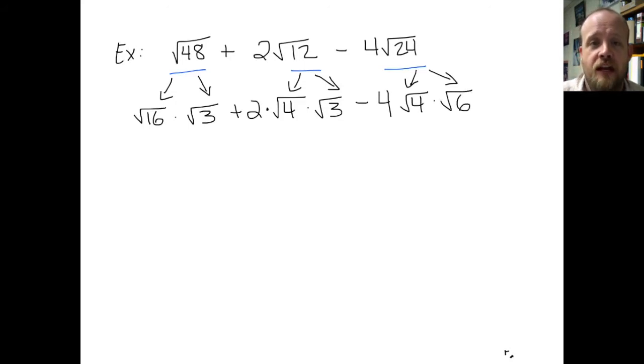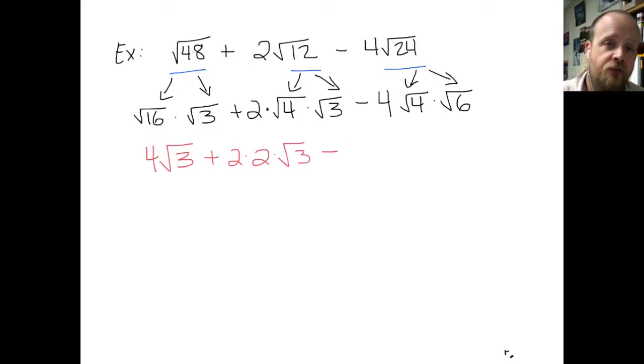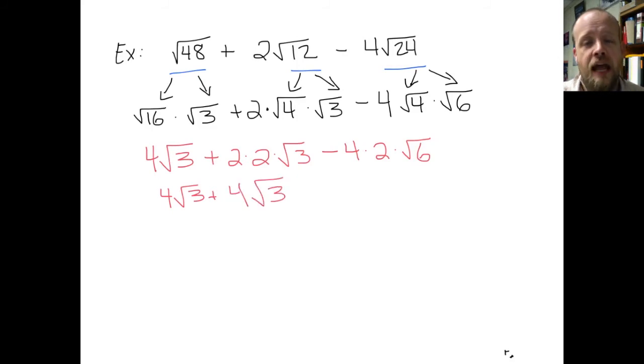Next step, we've got to simplify each of these. The square root of 16 is 4, so we get 4 times radical 3. We can add that to 2 times 2 times radical 3, because the square root of 4 becomes 2. And we'll subtract 4 times 2 times radical 6, because once again, radical 4 simplifies to 2. Let's combine all these like terms. So we get 4 times radical 3 plus 4 times radical 3, which is 2 times 2. And we'll subtract 8 radical 6, because 4 times 2 is 8.